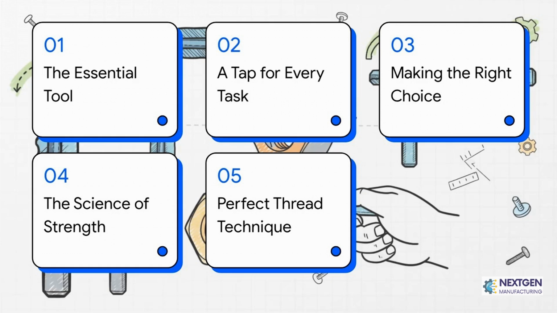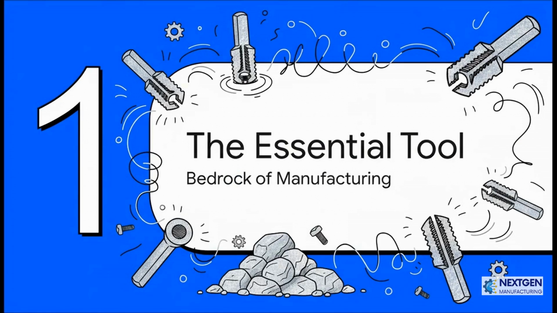So in this explainer, we're going to build what I like to call a pyramid of mastery. We'll start at the bottom with the essential tool itself. Then we'll look at all the different types for every task out there. We'll figure out how to make the right choice, dig into the science of what these things are actually made of, and finally get to the techniques for nailing perfect threads every single time. All right, let's jump right in.